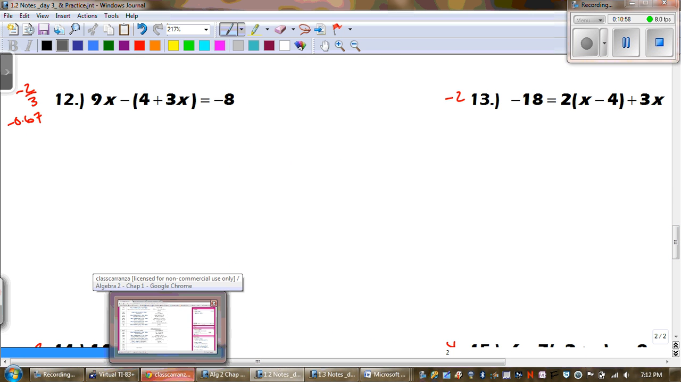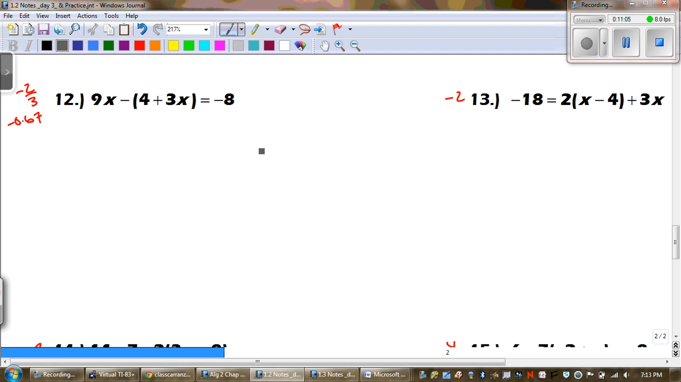All right, number 12. Well, we need to distribute. The only question is, what are we going to distribute? Well, there's a negative sign out front, and technically that's a -1. Okay? So that's what we're going to distribute. And when we do that, we get 9x. And the part that we're distributing right there is -1 times 4. We get -4. -1 times 3 is -3x.